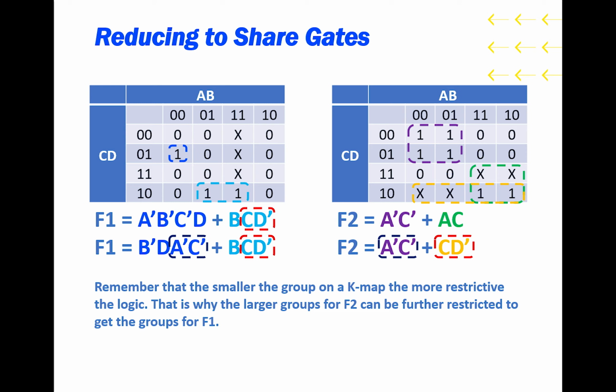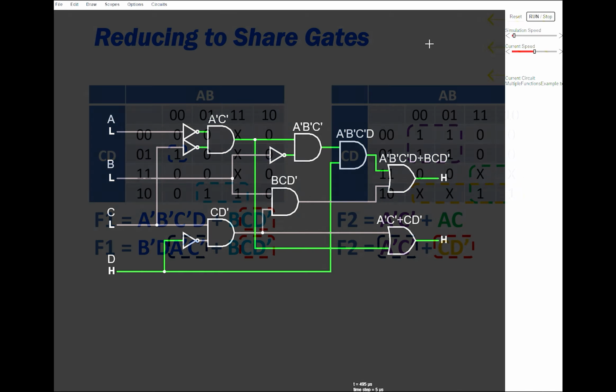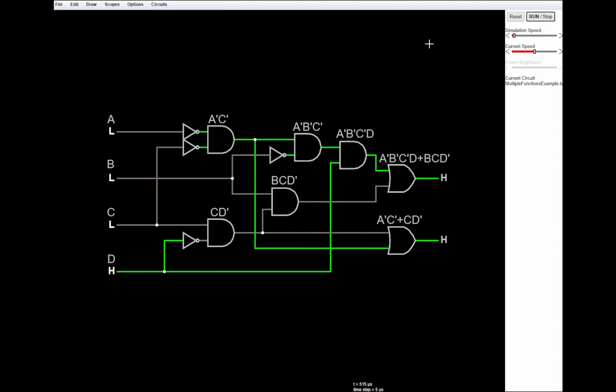That's why we can take the large groups from the second function and add them to additional gates to get the small groups from the first function. And here I've recreated the circuit from the example. We can see that the CD0 gate here is shared between the two outputs, as well as the A0 C0 gate. Sharing those two gates allows us to have two less gates in the overall circuit and simplify the design.